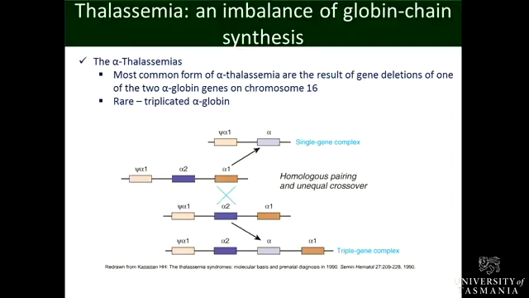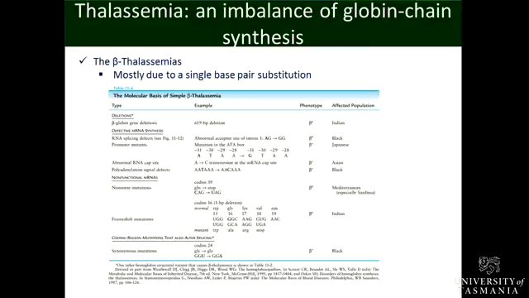And also, the alpha thalassemias, there's some really common things that happen with these. The most common form of alpha thalassemia is a result of gene deletions on chromosome 16. So you'll have the gene here, and it'll be deleted where you've only got this one here, and these two are deleted. Or there's this gene triplex complex as well, where you get an increased copy number of the particular genes, which is quite rare. And again, some beta thalassemias, mostly due to single base substitutions that you can have a look at in your own time. Okay?